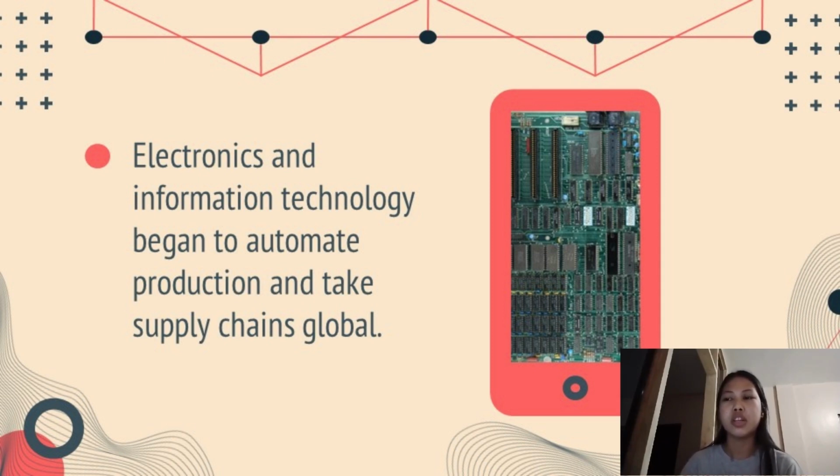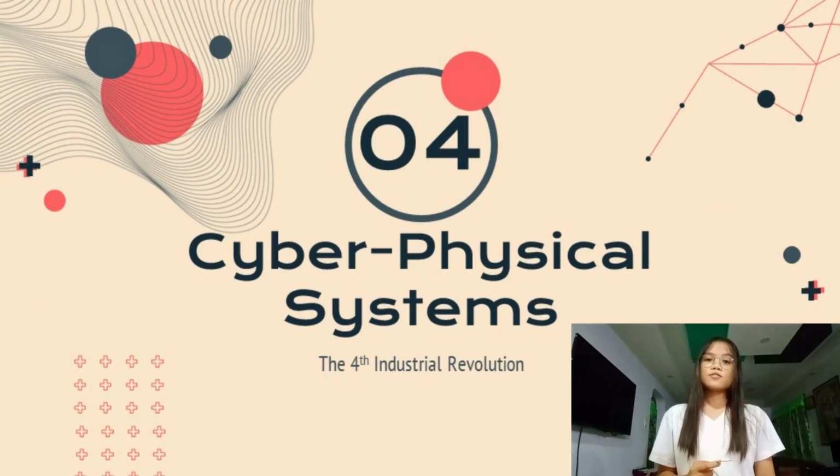Electronics and information technology began to automate production and take supply chains global. Let us now discuss the fourth and the last stage of Industrial Revolution, also known as the cyber-physical systems.